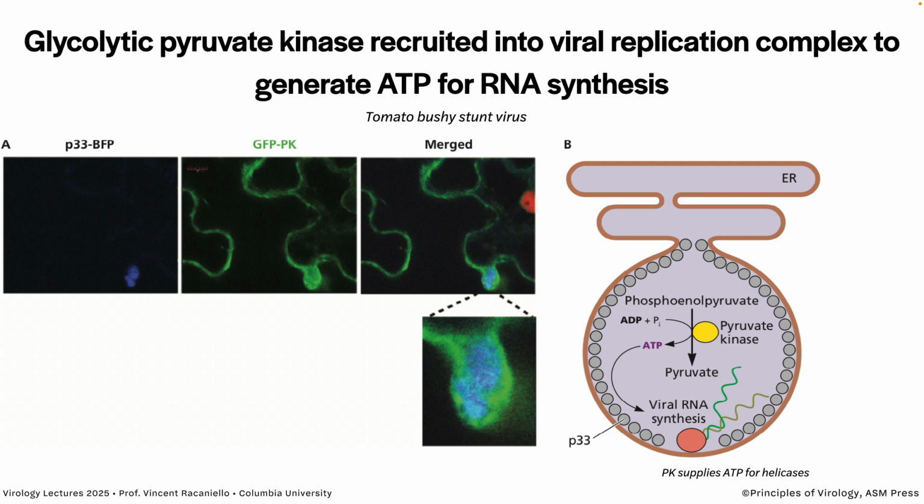And here's an experiment that shows this. We have P33 labeled with blue fluorescent protein. So this is a virus infected cell. Then we have cells labeled with green pyruvate kinase. They're engineered to have a GFP pyruvate kinase. So this is the vesicle right here that I've illustrated here. You can see the P33 is there. So is pyruvate kinase. And when you merge the two, you can see they're both in this vesicle. So that's the idea that P33 is dragging pyruvate kinase into this vesicle so that it can make energy. I think it's pretty cool that it does that.